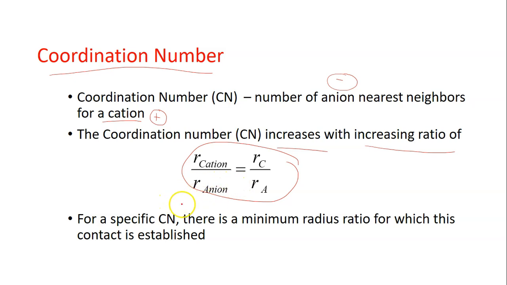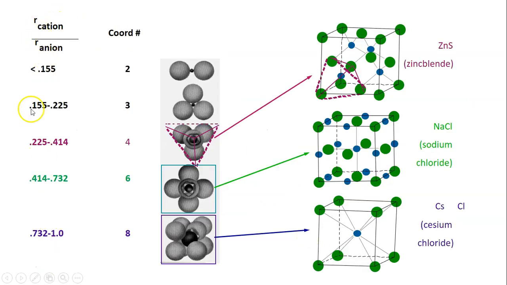So for a specific coordination number, there is a critical, or what we call the minimum radius ratio, for which this cation-anion contact is established. We have this cation and anion contact. So if this contact is to be established, there must be a certain minimum radius ratio. This table here shows the range for the ratio of the radius of cation to the radius of anion.